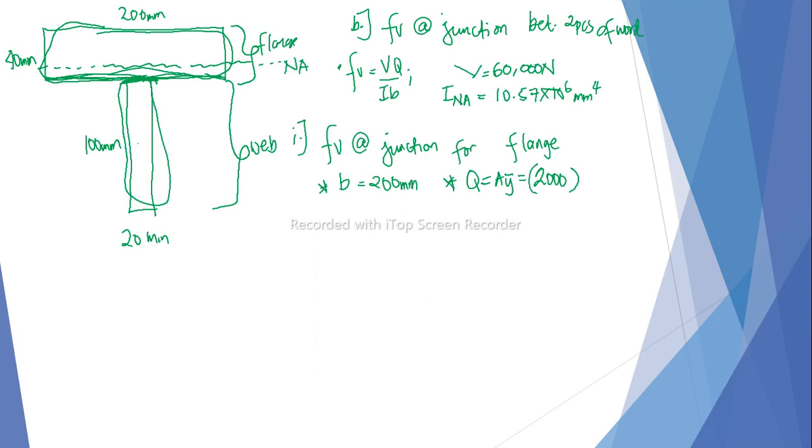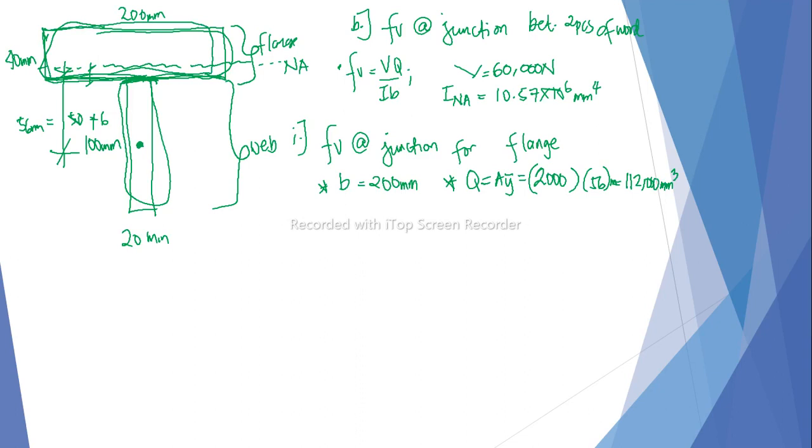So again, what is Y bar? It is the distance from the centroid of the area to the neutral axis. So for the Y bar of this area, we have 50 millimeters plus 6 millimeters on top. So Y bar is equal to 56 millimeters, times 56 millimeters. So we get 112,000 cubic millimeters.